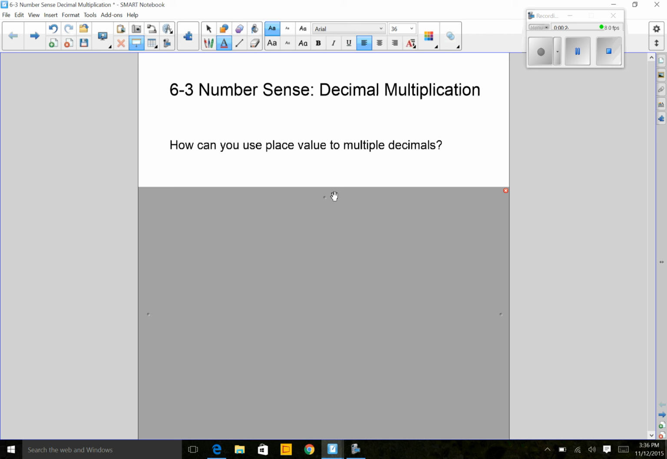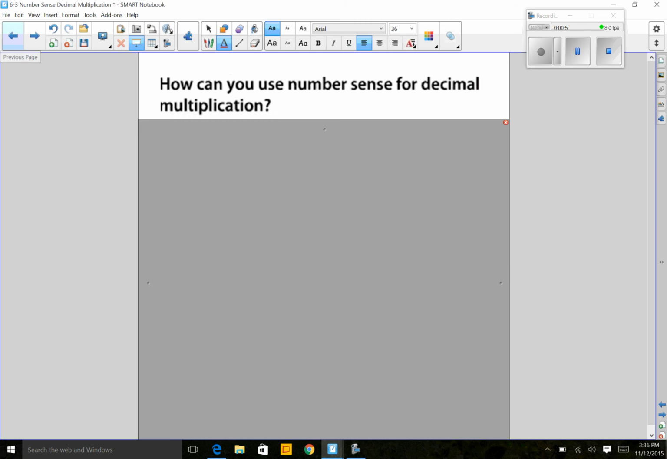You need to make sure your answer is reasonable, and this plays into that. It also plays into what I talked about at the end of that second question on the you try it, the 5500ths times 24, and how I talked about the relative size of the factors. That's going to become important with this lesson. So we're going to think about how we can use number sense for decimal multiplication.